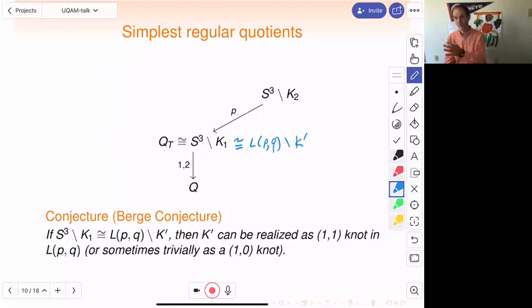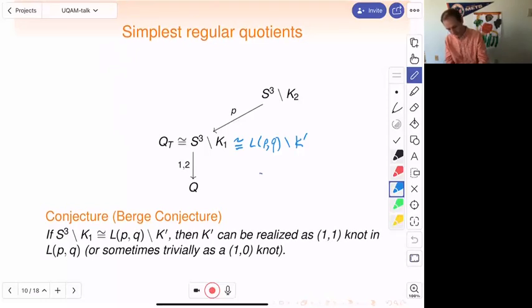So this is homeomorphic to some other knot complement in a lens space LPQ, where P is the degree of the cover from S3 minus K1 to S3 minus K2. So we have some cyclic cover. The degree of that cover is actually the order of the fundamental group of the lens space that we obtain by filling. And what the Berge conjecture says is that this K prime can be realized as a 1-1 knot in the lens space LPQ.